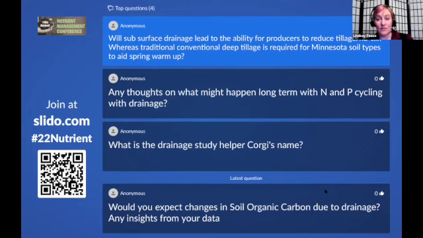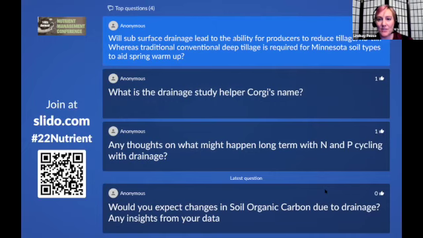Now, we're not necessarily overlaying any tillage treatments onto this trial to really dig into that question, but I do think the temperature is going to help.